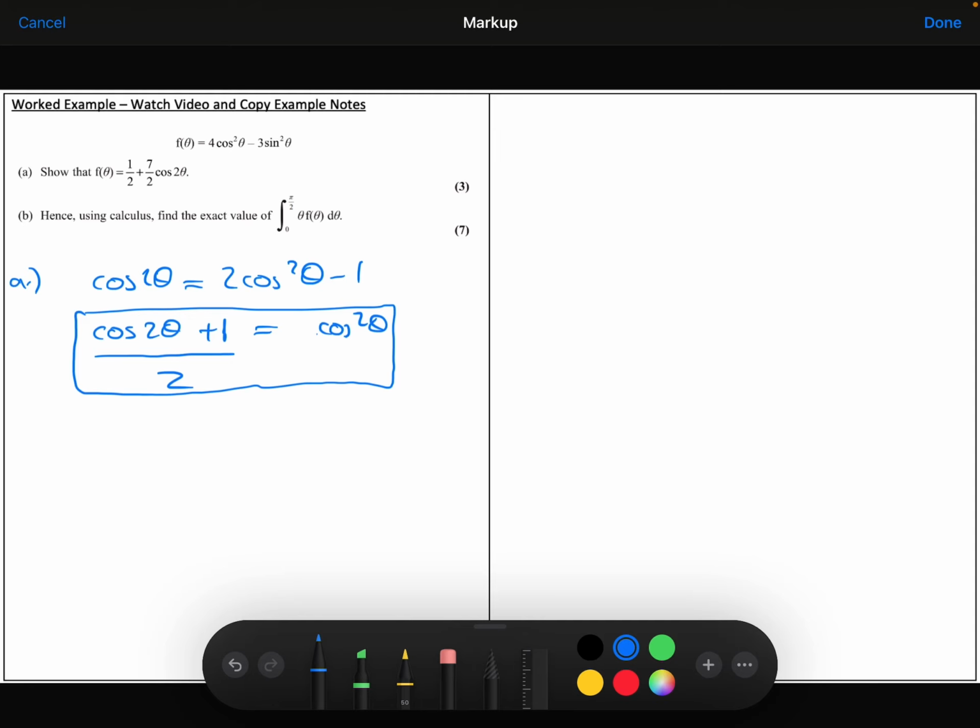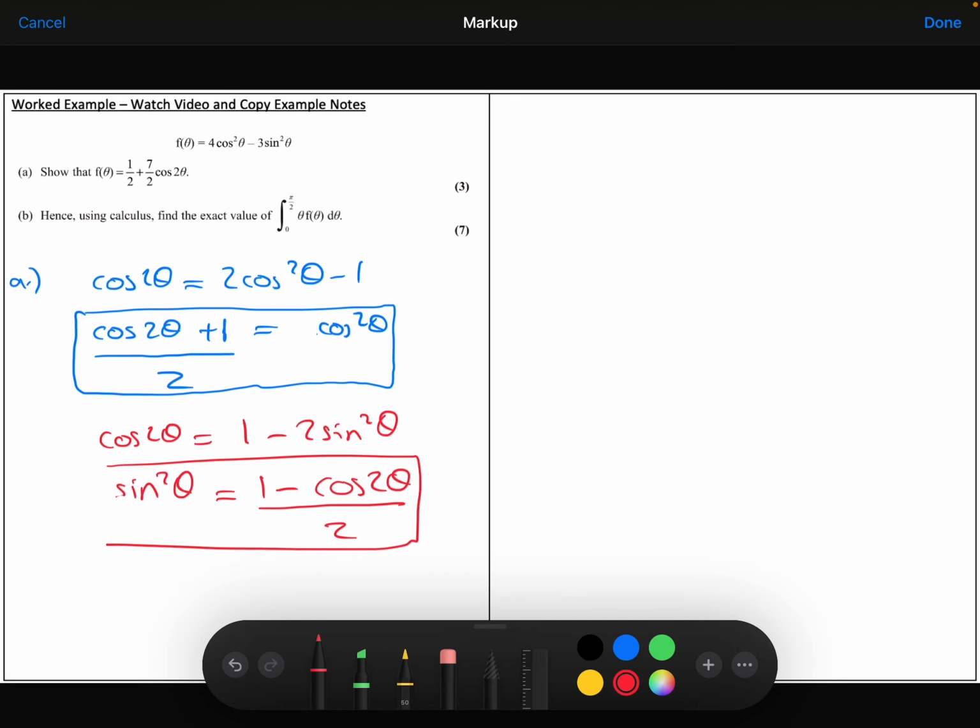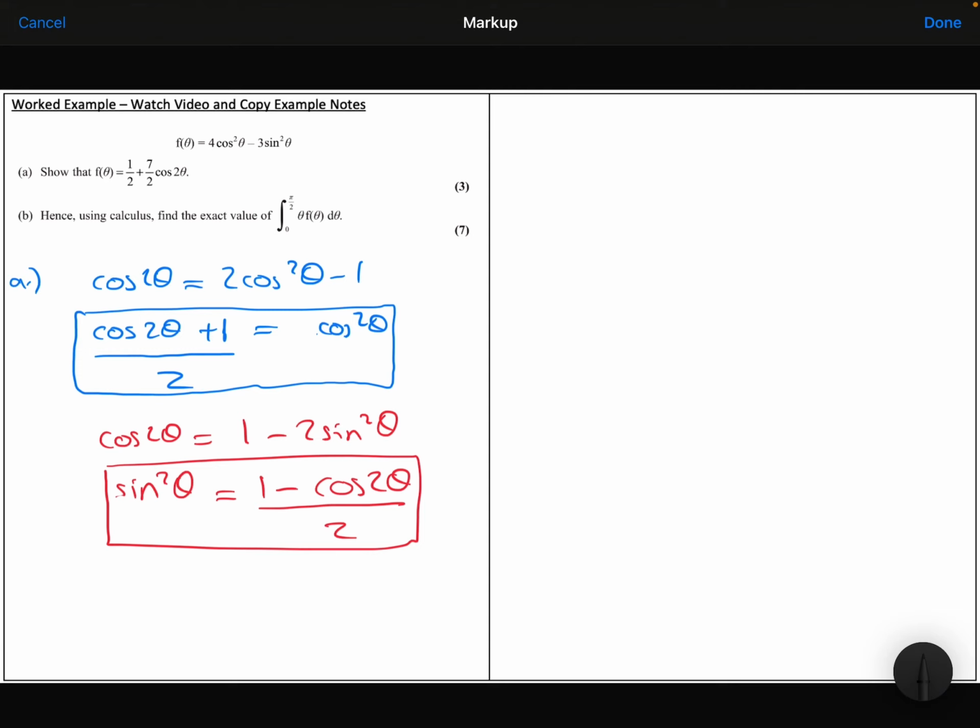We also know that cos 2 theta also equals 1 minus 2 sine squared theta. So if I do the same thing in making sine squared the subject, I'm going to move the sine squared to the left-hand side, and I'll move the cos 2 theta to the right-hand side, and then divide both sides by 2. So there we go.